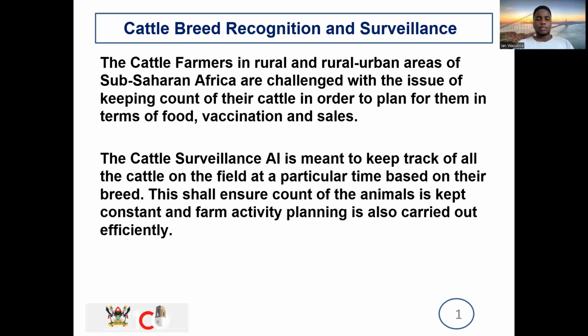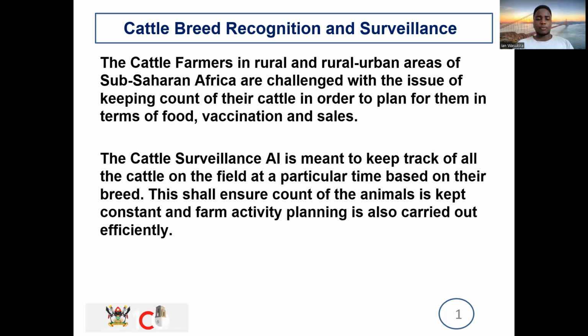This project is based on the challenge that is faced by many cattle farmers, which is keeping count of the total number of cows they have. Some of the cattle farmers here in East Africa hold so much cattle that they don't know how to take care of it or how to count it, which makes keeping up and planning for these animals in terms of food and vaccination very hard.